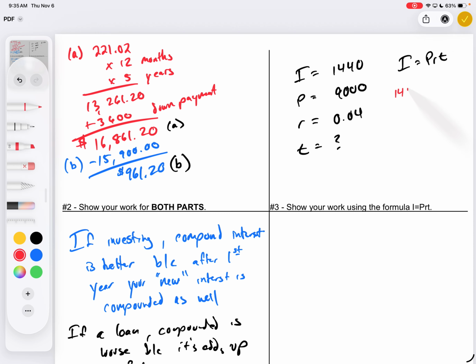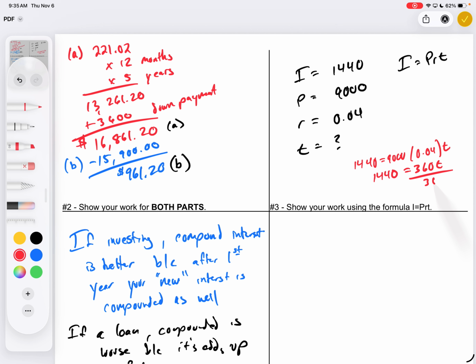So I do 14.40 equals 9,000, my rate is 0.04, and then times T. So I do 9,000 times 0.04. I get 14.40 equals 360 T.